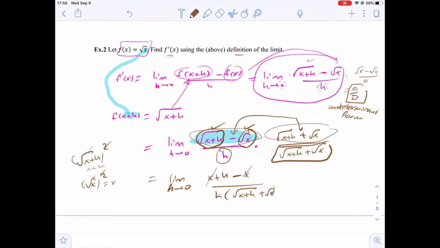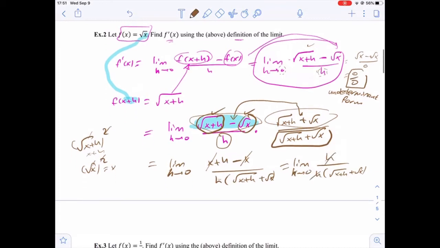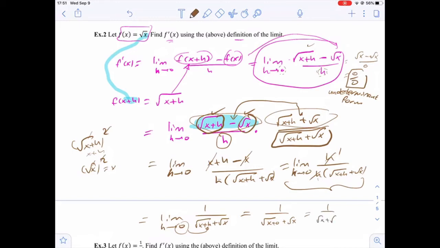Square root x plus h plus square root x. And then we simplify. x minus x is 0, so we get the limit of h over h times square root x plus h plus square root x, as h goes to 0. Then we cancel the h's from numerator and denominator, so this becomes 1. So we get the limit of 1 over square root x plus h plus square root x as h goes to 0. And then the last step, after simplifying, we just plug h equals 0 here, and we get 1 over square root x plus 0 plus square root x, and that's 1 over square root x plus square root x, which is nothing but 1 over 2 square root x.